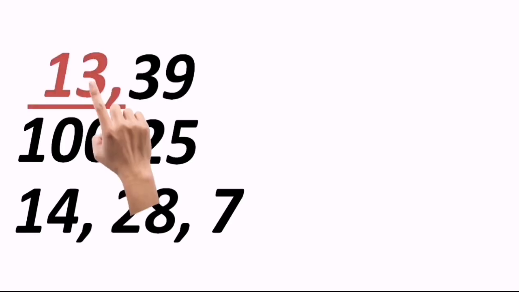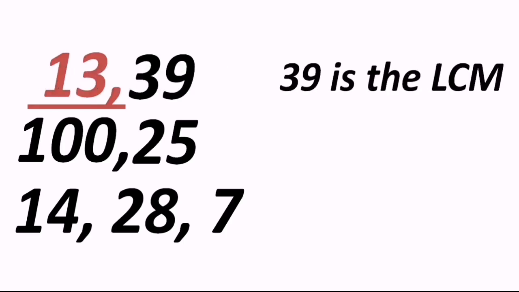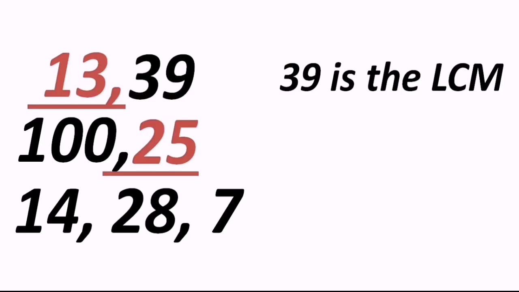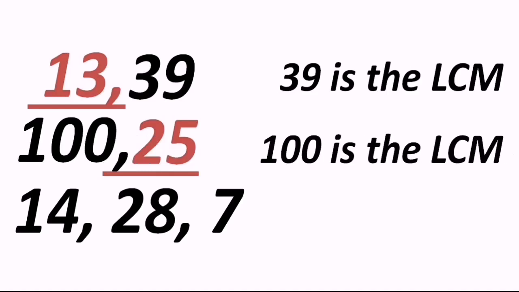So let's try a few more sums. Sums are there on your screen, correct? The first one is 13 and 39. Which is the smallest one? First of all, 13. In 13's table, do we have 39? Yes, 13 3s are 39, and that makes 39 their LCM. The second one is 25 and 100. 25 is the smallest, and in 25's table, that is 25 4s, we get 100, and that's why 100 is the LCM. And what makes the 25? 25 is the GCD or the HCF.